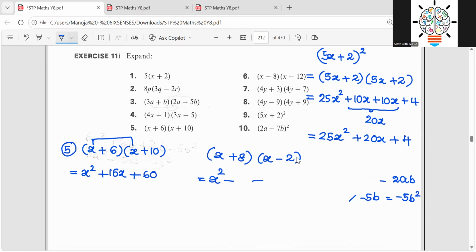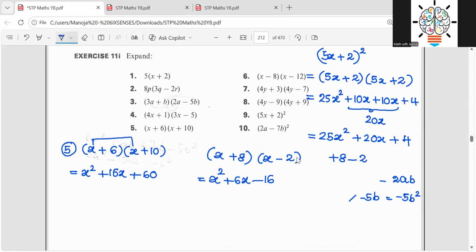And then in the middle, what are you going to do? You just add the numbers, positive 8 and negative 2. When you add positive 8 and negative 2, you have different signs. You get the difference of the numbers, 8 and 2, 6, and it is positive 6x. How do you get the last digit? You just multiply positive 8 times negative 2, it is negative 16.